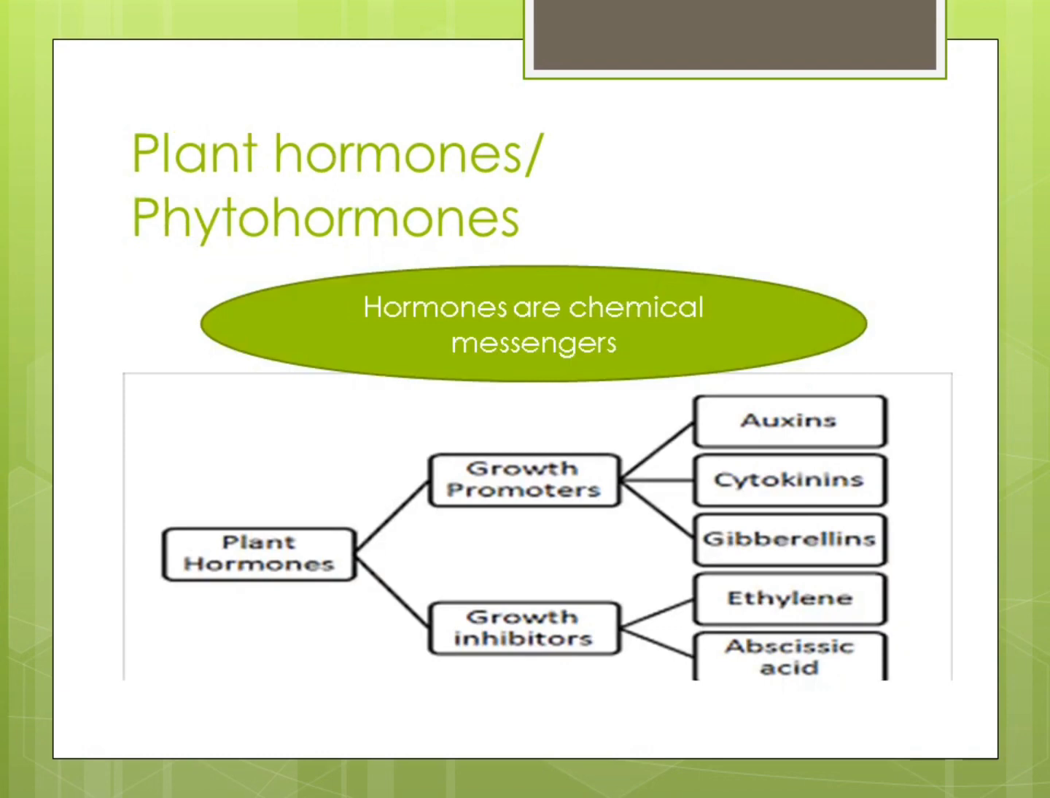Now let us study about plant hormones. They are also called phytohormones. What are hormones? Hormones are chemical messengers. Now plant hormones are of two types. One is growth promoters and the other one is growth inhibitors. Growth promoters means they promote growth and inhibitors means they stop growth. The growth promoter hormones are auxins, cytokinins and gibberellins. Growth inhibitors are ethylene and abscisic acid.